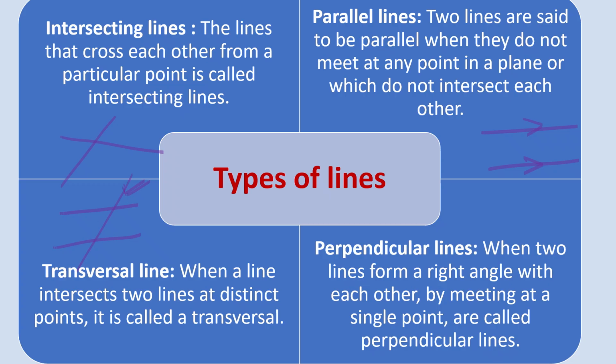Now next we have with us a perpendicular line. Perpendicular lines are lines that form a right angle with each other by meeting at a single point. For example, if I have this one line with me and another line over here which is standing, and it should make a 90-degree angle, then you can call this line a perpendicular line. So this line is perpendicular to this line. Okay, it should make a 90-degree angle. Okay, easy.